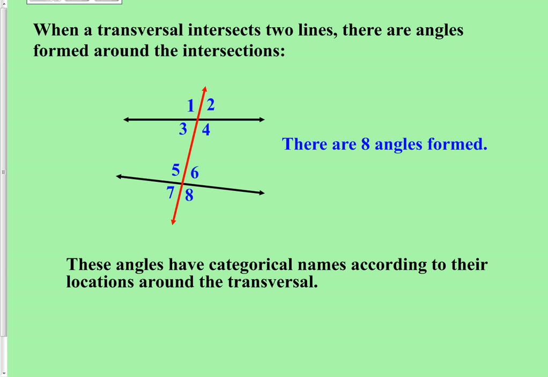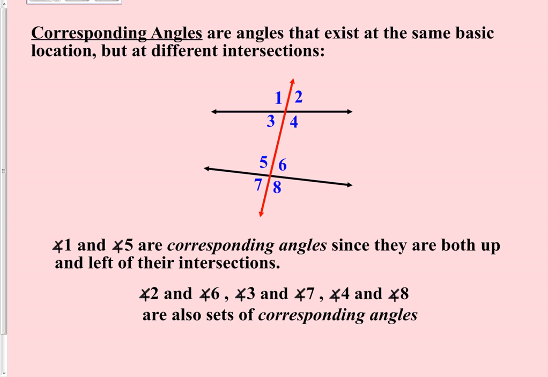Okay, anyway, as one line intersects two other lines, which it could intersect more than that, but we'll just start with two, there are 8 angles that are formed, and obviously as our transversal starts intersecting more and more lines, we pick up 4 new angles every time the transversal hits a new line. Okay, those angles have categorical names that describe their basic positioning with respect to the two lines that are being intersected and the transversal. So we need to learn the basic names that were in there.